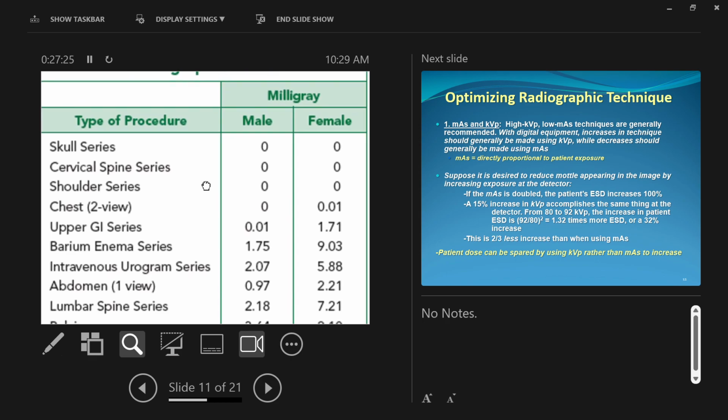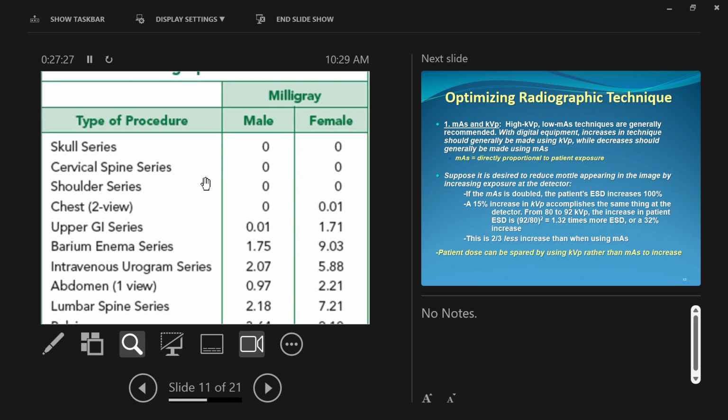A skull X-ray gives roughly 0 milligray, so 0 exposure to the male and the female. Why do you think a skull X-ray gives roughly 0 exposure to the gonads? They're just far away, right? Good. We're confining our radiation field to the skull. Gonads are way down there, so roughly 0. Plus we do things like shield, right? Okay. Cervical spine, which is your neck, same thing. Shoulder, same sort of thing.